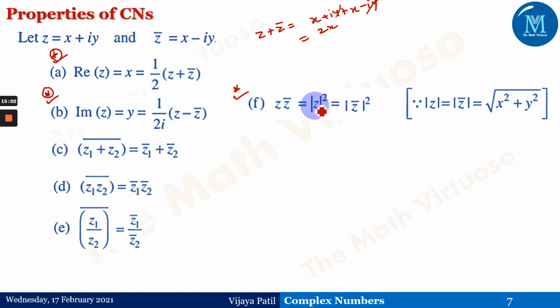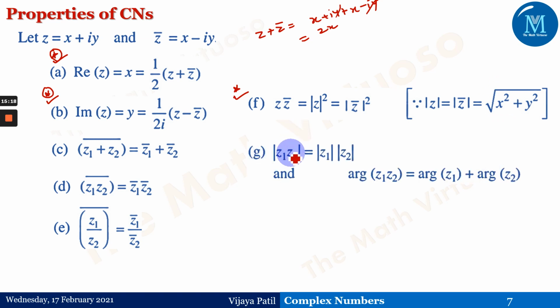z into z conjugate is mod of z squared. So mod of z and mod of z conjugate are the same, that is square root of x square plus y square. Similarly, the mod of z1 into z2 is the mod of their individuals, that is mod of z1 into mod of z2.